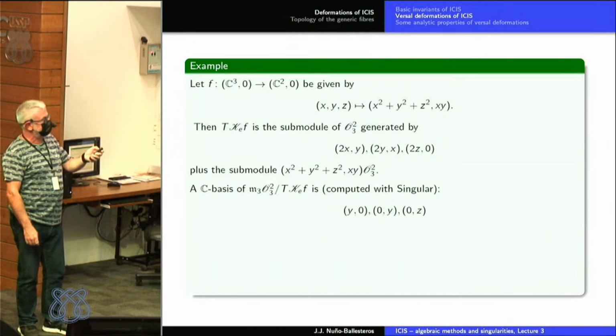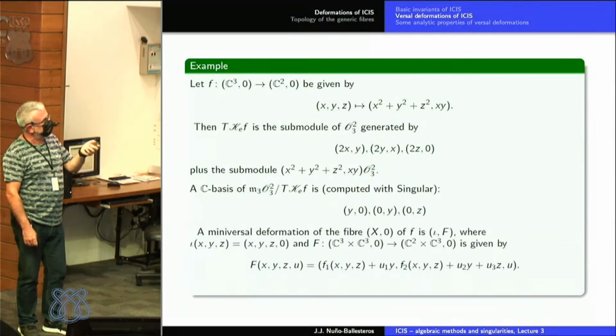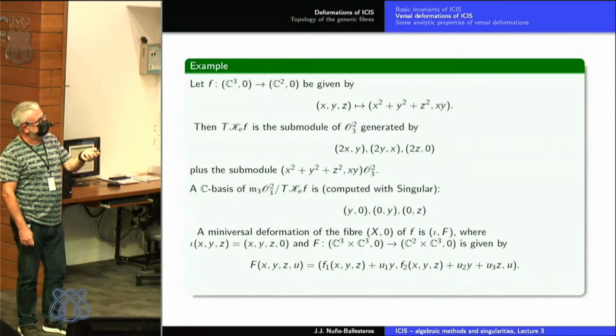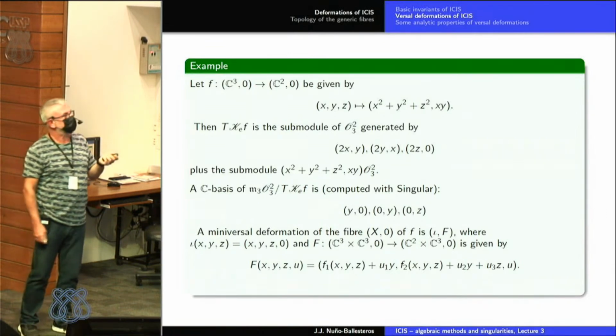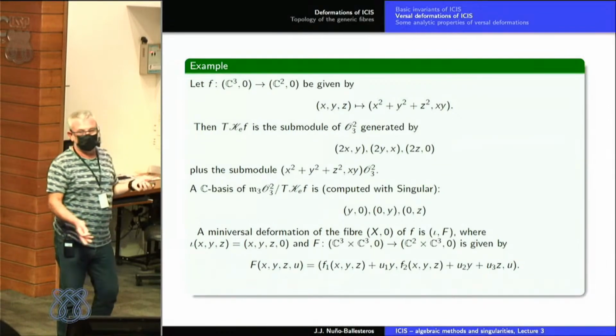So this gives a basis of this quotient. This is y0, 0y, and 0z. And then a mini-versal deformation of the ICIS given by the fiber is iota f, where iota of xyz is xyz0, and capital F is this mapping from C3 times C3 to C2 times C3, and you only have to add these linear terms, u1 y, u2 y, and u3 z, and that's all. You have the stable mapping or the versal deformation.